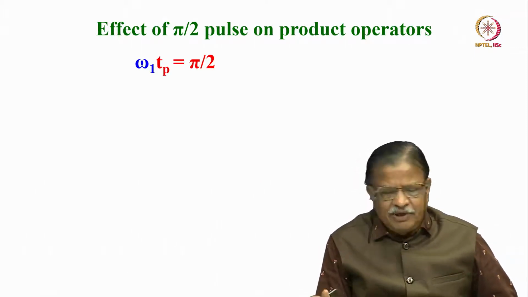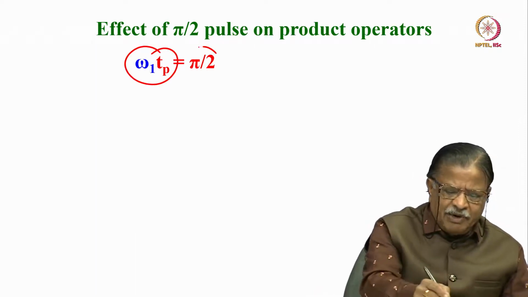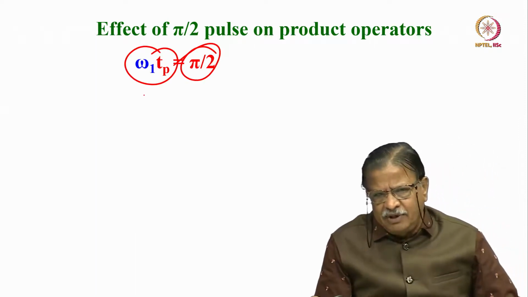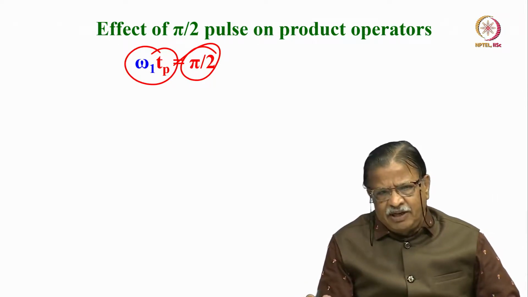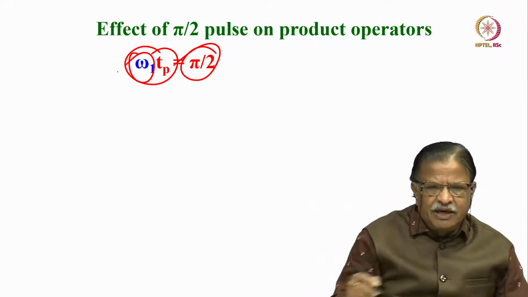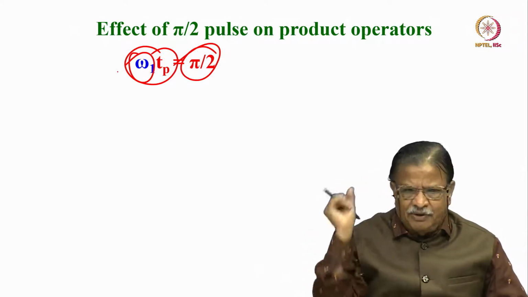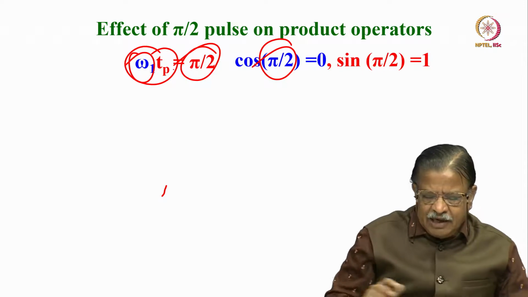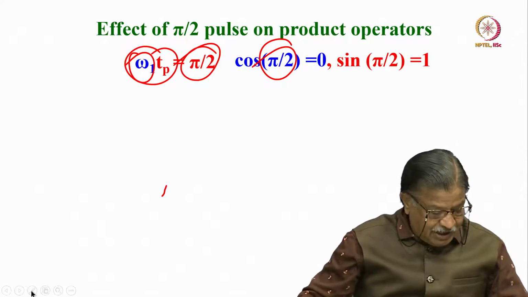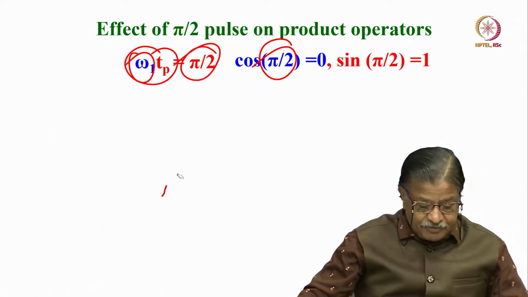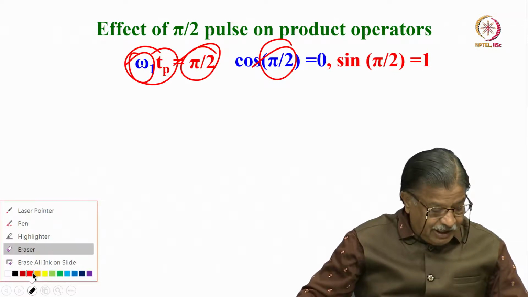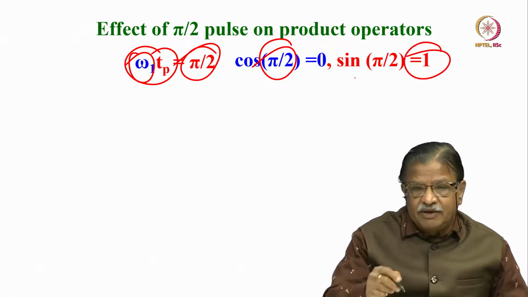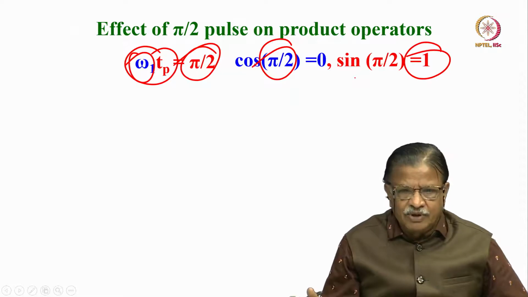What is a pi by 2 pulse? Now it is an omega type pulse, a pi by 2 RF pulse. The pulse angle is always given by gamma H1 into Tp. Gamma H1 is equal to omega 1, Tp is the pulse width, and this is equal to pi by 2. When the angle is pi by 2, cos pi by 2 is 0, because cos 90 is 0. Similarly, sin pi by 2 is 1. You know that one.